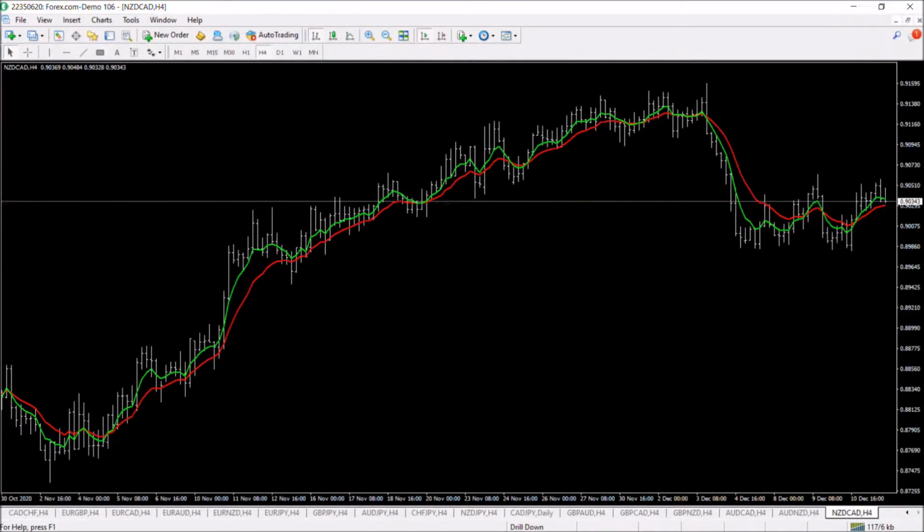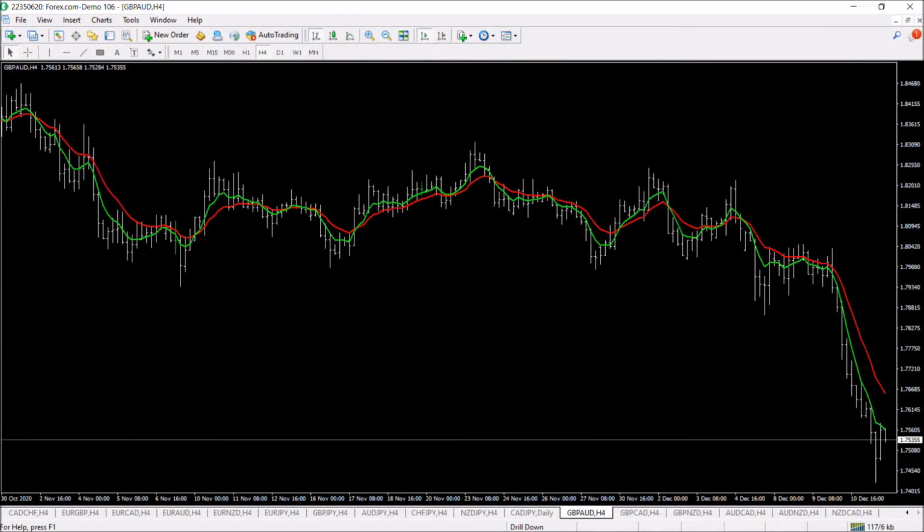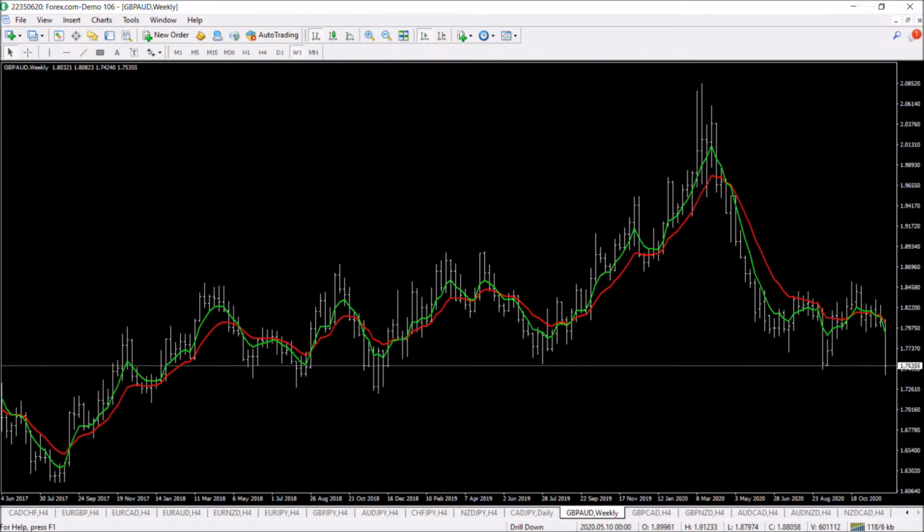let's go to the pound Aussie chart, and you can clearly see it's moved down pretty hard on the weekly time frame.